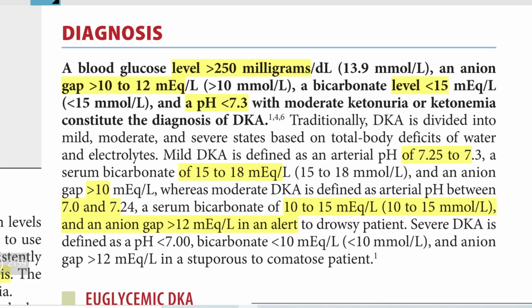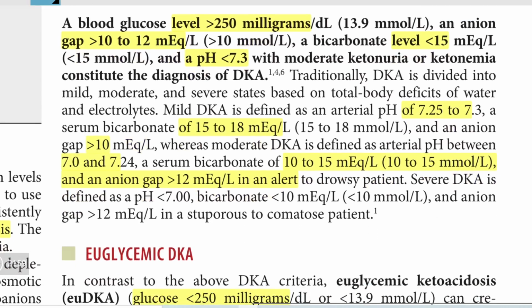So traditionally, DKA is divided into mild, moderate, and severe. Mild cases will have an arterial pH of 7.25 to 7.3, serum bicarb of 15 to 18, and anionic gap of more than 10. When coming to moderate DKA, the arterial pH will be 7.0 to 7.24, serum bicarbonate of 10 to 15, and anionic gap of more than 12. And the patient might be drowsy to alert. Okay, here there is altered mental status to some extent.